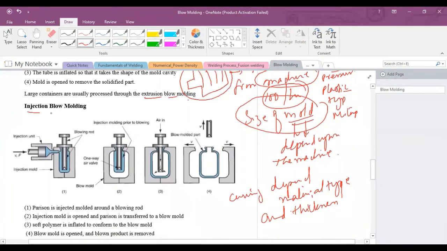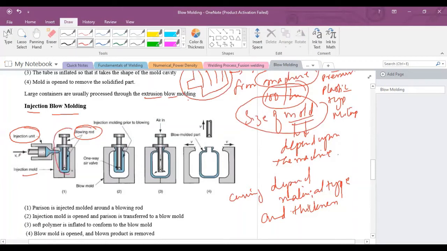The second type is the injection blow molding. In injection blow molding, the extruder barrel is replaced with an injection unit, and the process takes place in two molds. In the first step, the injection unit has one plunger, and inside it there is polymer melt, the molten material. Before the material flows into the cavity, the blowing rod is inserted into the injection mold, and then the plunger moves forward and forces the material to flow into the cavity and form the parison.